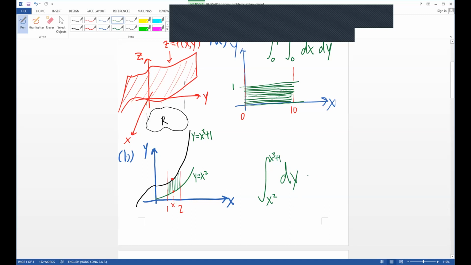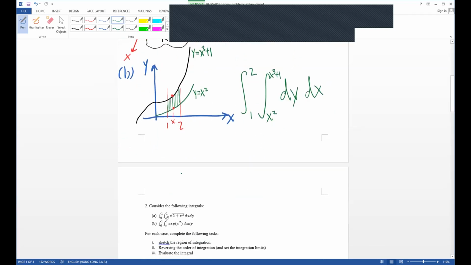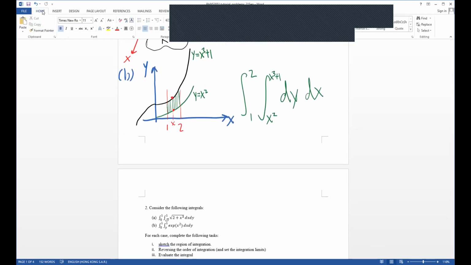Now the outer integral. That would be easy. The leftmost slice is at x equals 1, and the rightmost slice is at x equals 2. So that's why I just have 1 to 2. Now part C, so let's make some space.